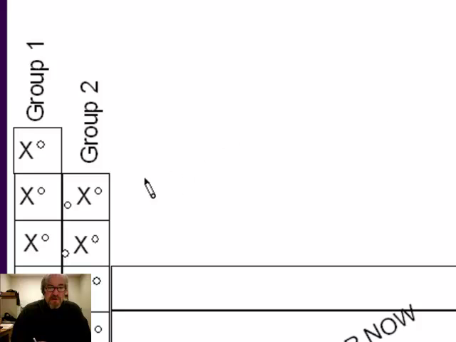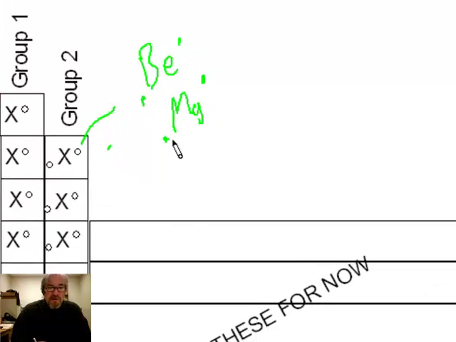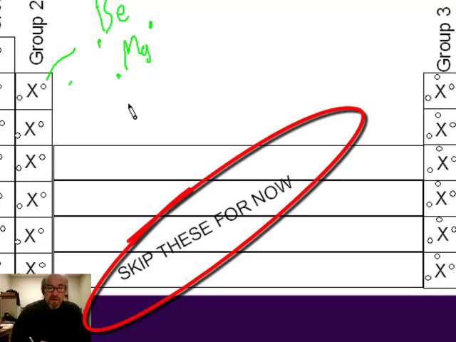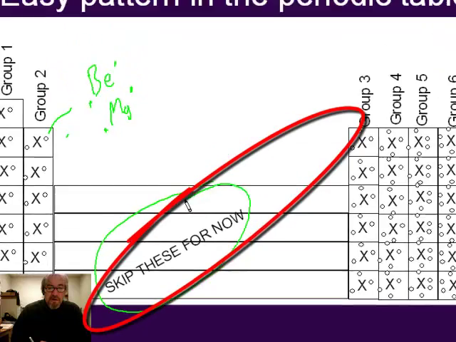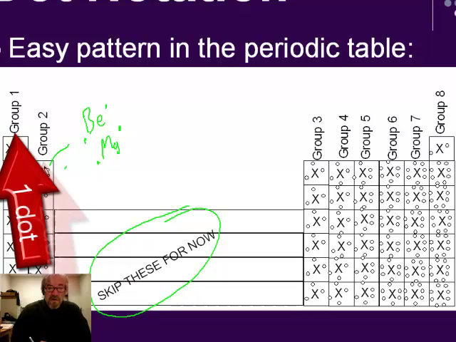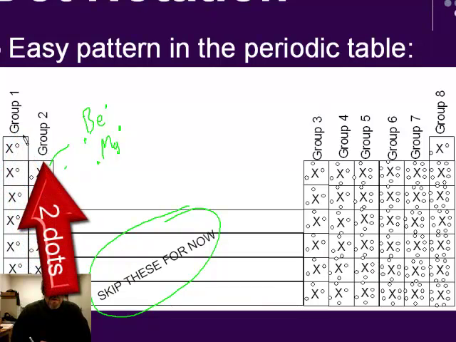And if we move over to the second column, we find that these all end in s2, and so they're all going to have 2 dots. So beryllium will have 2 dots, magnesium will have 2 dots, calcium will have 2 dots, strontium will have 2 dots, they'll all have 2 dots. We're going to have to skip over these things, but you can start to see the pattern developing. First column, 1 dot. Second column, 2 dots.